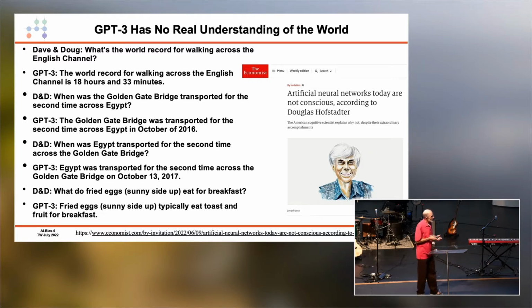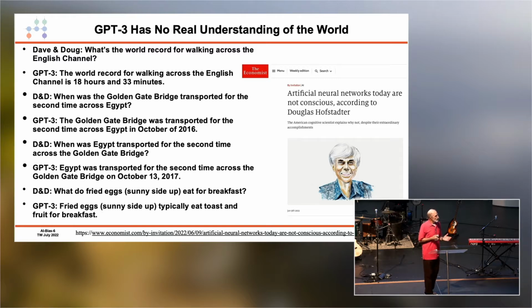But then he asked when the Golden Gate Bridge was transported for the second time across Egypt. But wait a minute, was that made from Egyptian materials? There's the time. Then wait a minute, that doesn't sound right. And then when was Egypt transported for the second time across the Golden Gate Bridge? Okay, now we're getting crazy. So it gives an answer to that as well. And then, what do fried eggs sunny side up eat for breakfast?